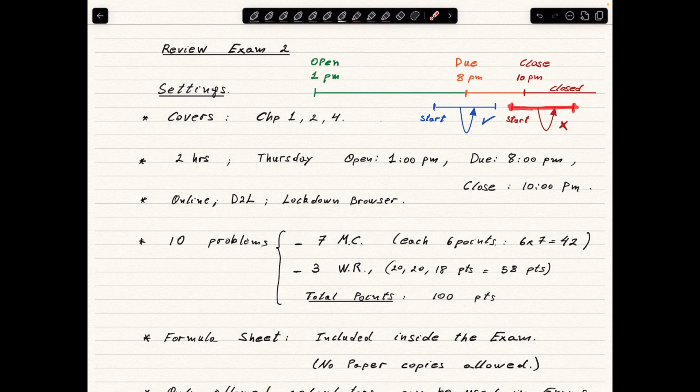The problem is if you have an internet problem after it closes, then you cannot log back in. So your exam ends there. So you are risking losing exam time if you have an internet connection problem when you start after 8 p.m.